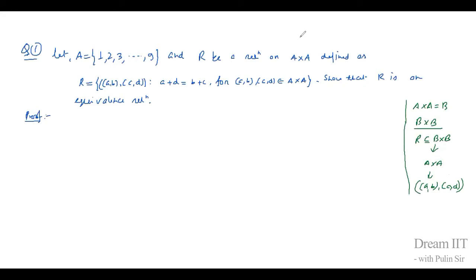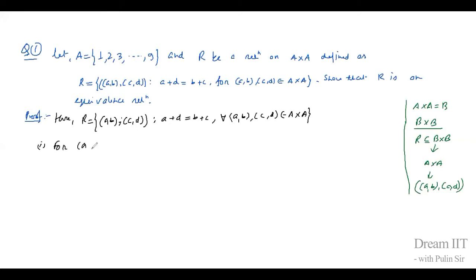With the help of this, we'll proceed to show that it is an equivalence relation. We'll start by writing this as part of the formal answer. (a, b) and (c, d) are related if a plus d equals b plus c, for all (a, b) and (c, d) belonging to A cross A. Now, number one: we have to check reflexivity.